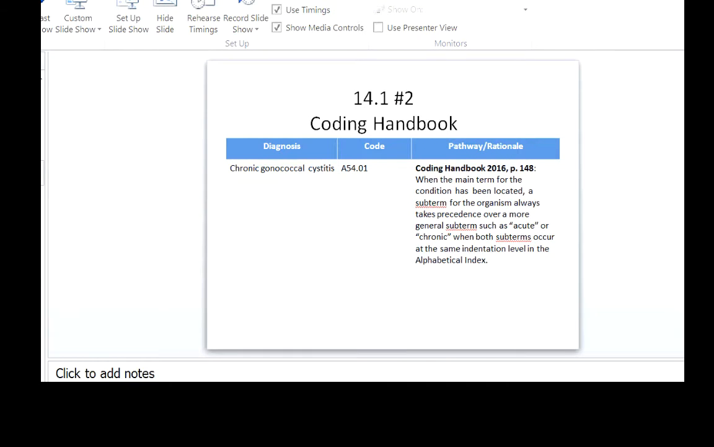And then if we look at our rationale, the only thing I'm going to talk about is in the coding handbook. To remind you, on page 148, it tells us when the main term has been located, main term in this case is cystitis, a subterm for the organism always takes precedent over more general subterms such as acute or chronic when both occur at the same indentation level. And remember, chronic and gonococcal were at the same indentation level, so because gonococcal describes the organism, that code takes precedence. So that's what that means.